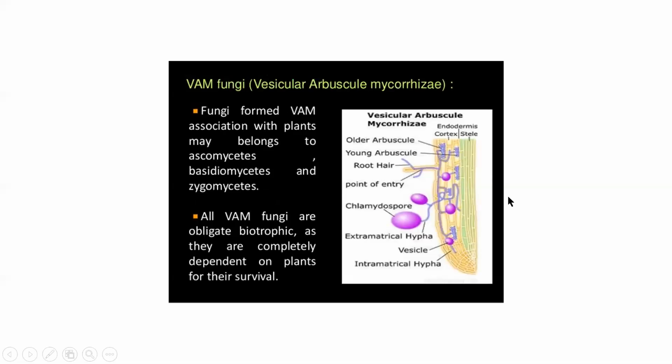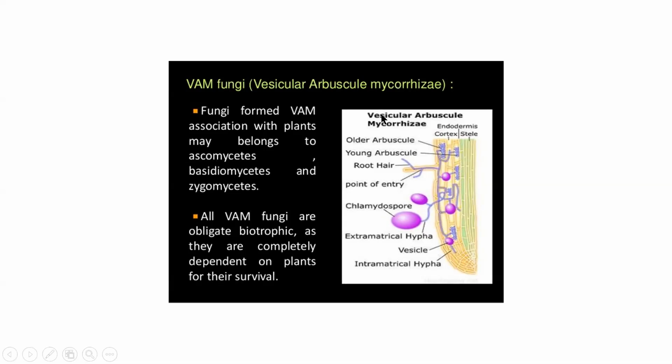So they are endomycorrhiza. So what are VAM, vesicular arbuscular mycorrhiza? You have VAM association with plants. The fungi may belong to basidiomycetes, ascomycetes or zygomycetes. And they are obligate biotrophic. Obligate means necessarily. This will grow only inside a living root. So all these VAM fungi are obligate biotrophic. They will only live inside a living root system, so they are completely dependent on plants for their survival.